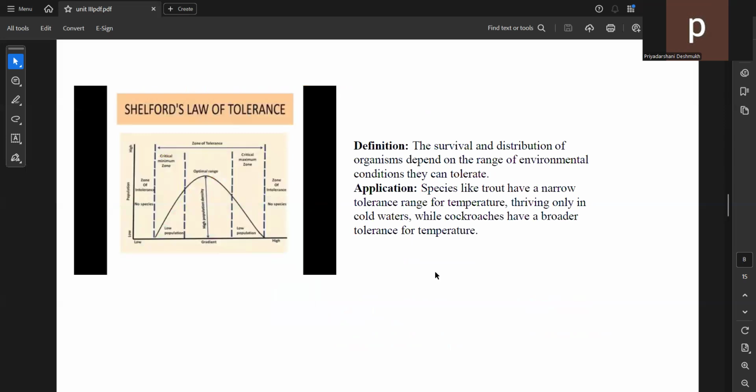Now, this is Shelford's law of tolerance. The definition is that the survival and distribution of an organism depends on the range of environmental conditions that it can tolerate. For application, species like trout have a narrow tolerance range for temperature, thriving only in cold water, while cockroaches have a broader tolerance for temperature.